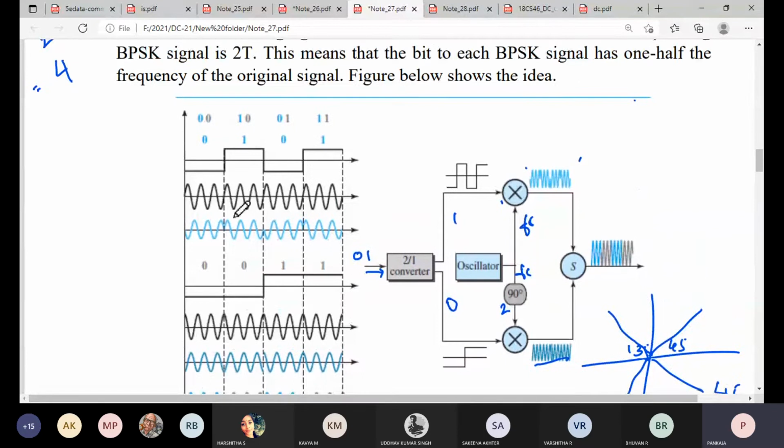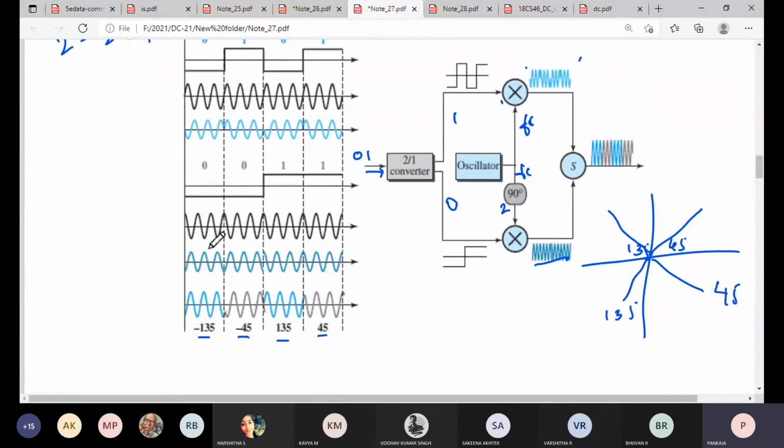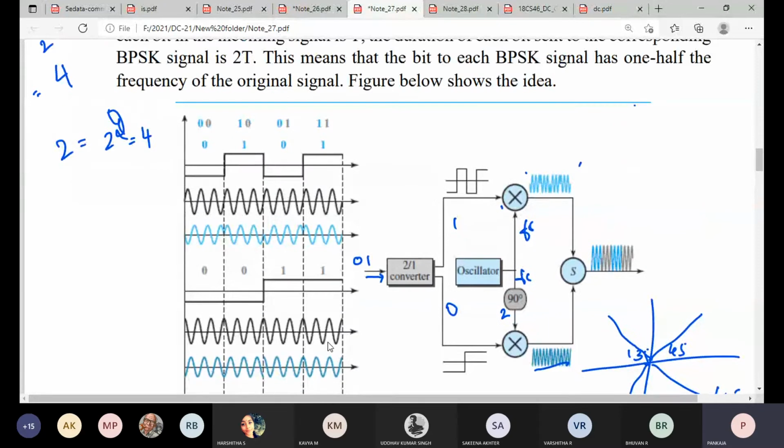So this is for 2 bits. In case you want to send 3 bits, what are all the possible combinations? If it is 2 bits, the possible combinations you are going to get are 2 power 2, that is 4 combinations. That means you need 4 different degrees to represent the data. That's what we have done here: minus 135, minus 45, plus 135, plus 45. Now in case I want to send 3 elements, can you answer how many degrees it requires?